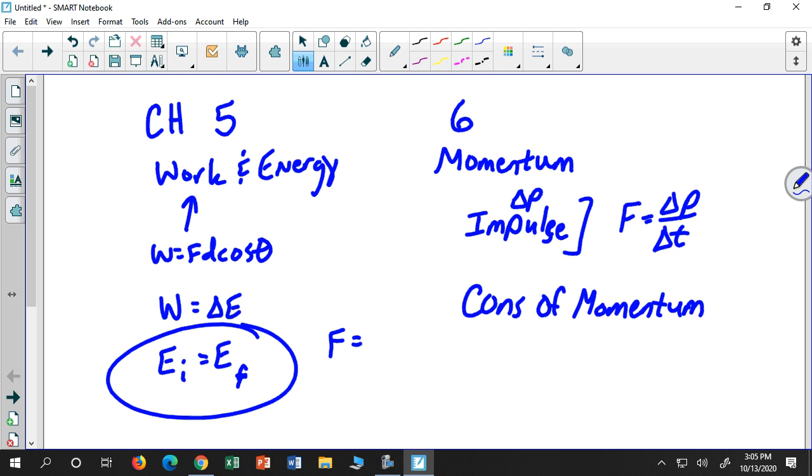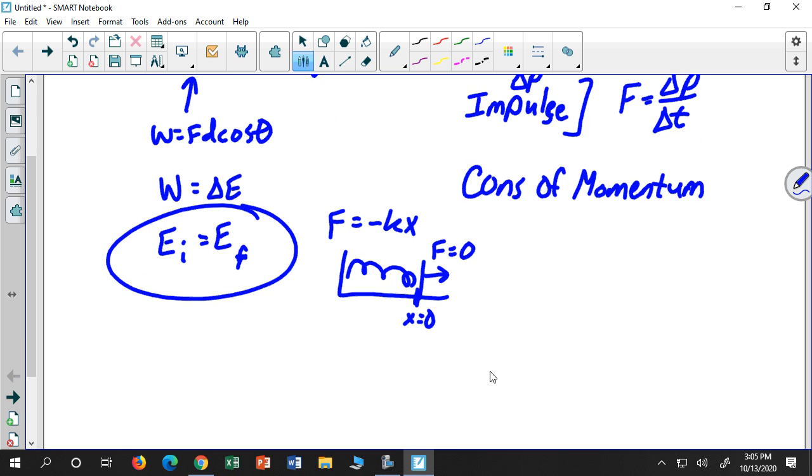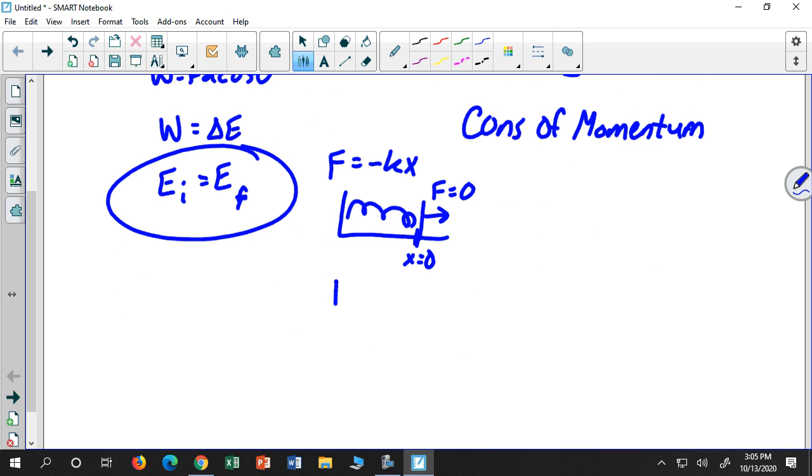First is Hooke's law. F is equal to negative kx. That is, if I have a spring at x equals 0, the force that it exerts is equal to 0, right? That's its equilibrium position. But then if I have a spring that is compressed a certain amount, so this is x equals 0, this is x equals whatever it is, 10 centimeters, that force is equal to negative kx.